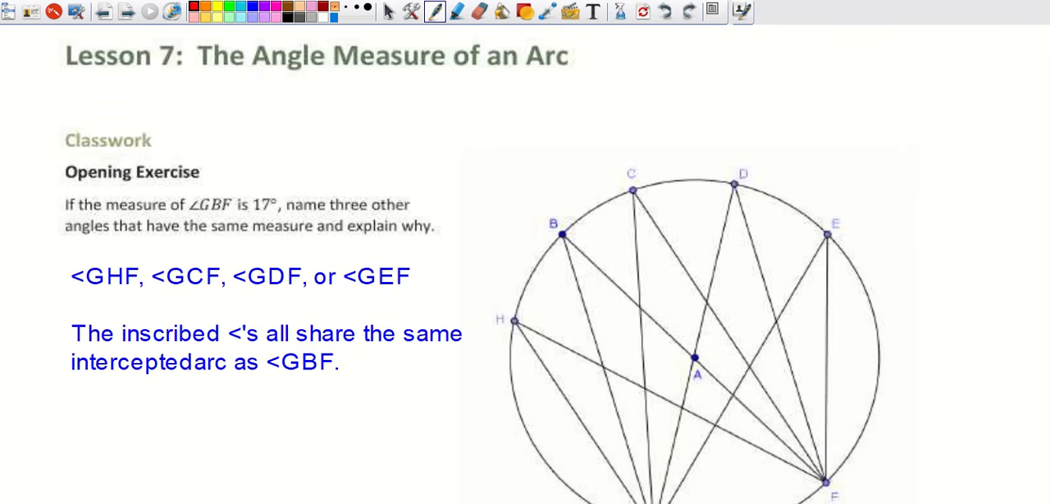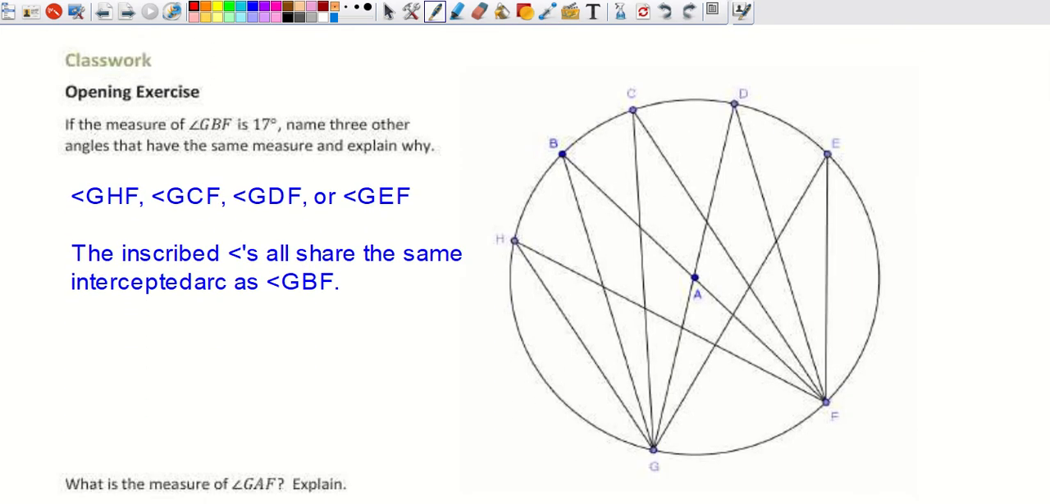All right, welcome to lesson 7, the measure of an arc. We're going to go through and just talk about these today, so I'm waiting for the video to post from the live stream, but until then, I'm going to provide this one.